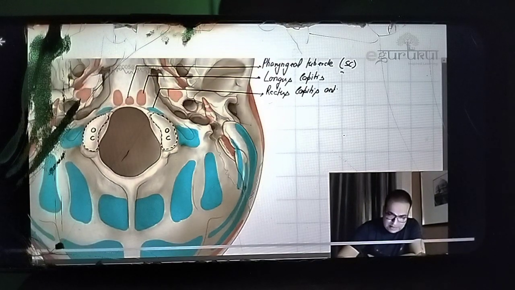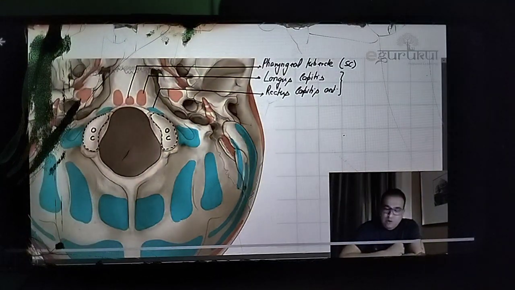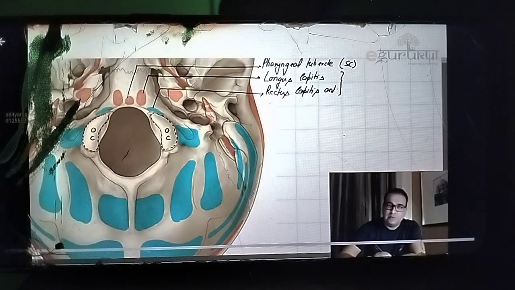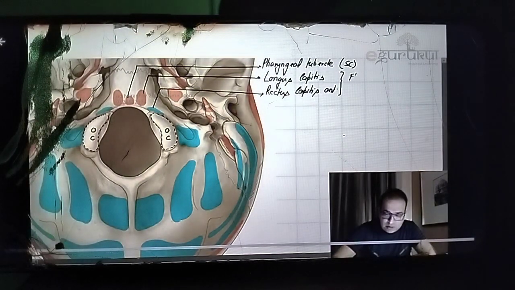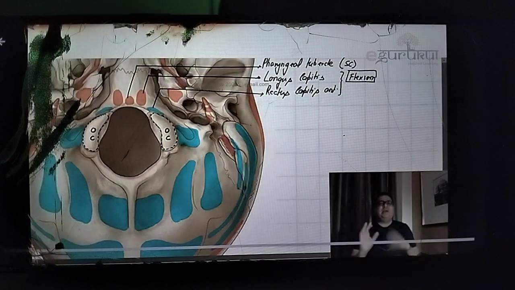Now, this is telling you that rectus capitis anterior and longus capitis muscle both are present in front of the atlanto-occipital joint. So they both will help in what movement? They both are going to help in the flexion movement at the neck, at the atlanto-occipital joint, to be more precise. So just remember this.